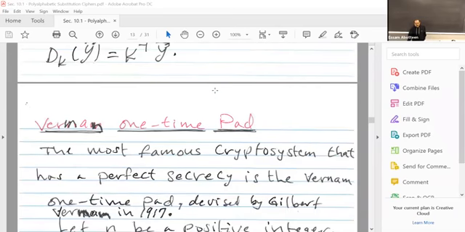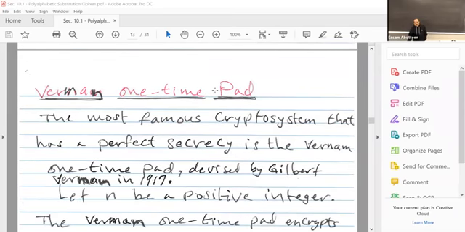Here is another crypto system. Actually, it goes back to 1917. And this crypto system actually has what is called perfect secrecy. And it's referred to as the Vernam one-time pad.